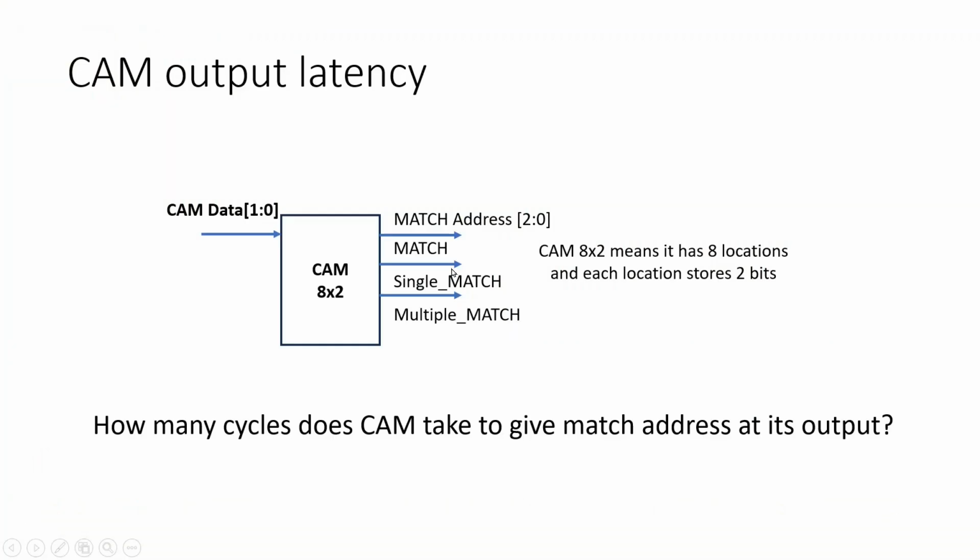Friends, before digging into the implementation, I have a question for you. What do you think the CAM's output latency will be? As we know, it gives the match address at its output, so what will be the latency between when we give the data at its input and when we get the address at its output? How many cycles does CAM take to give the match address when data is applied at its input? Just for your information, the typical value is 1 cycle. Very surprising, right? Very little. But it is true. Now we'll see how to implement CAM memory in digital design.